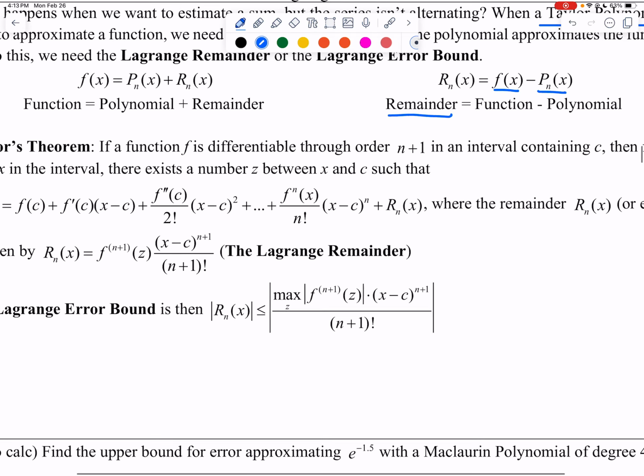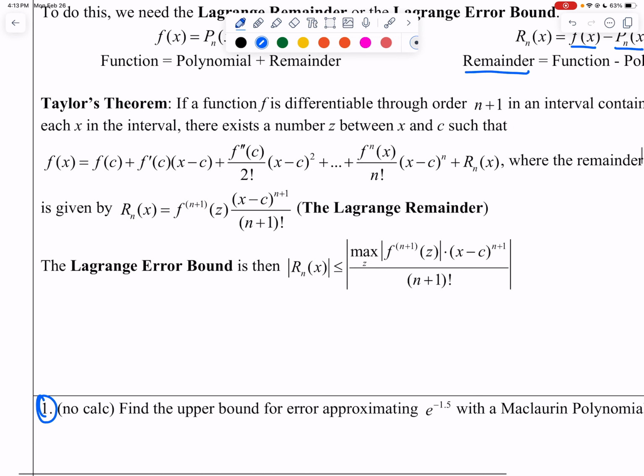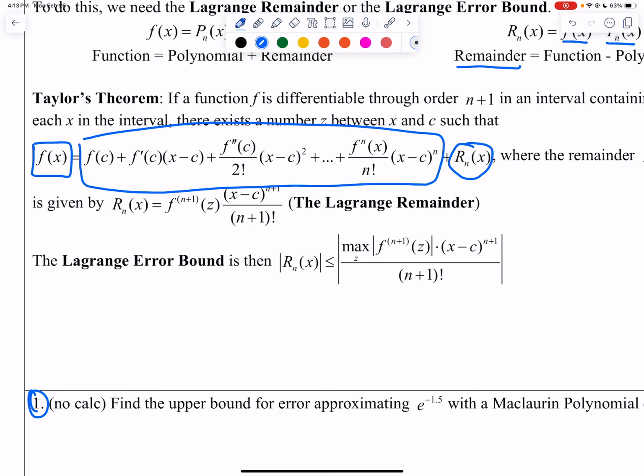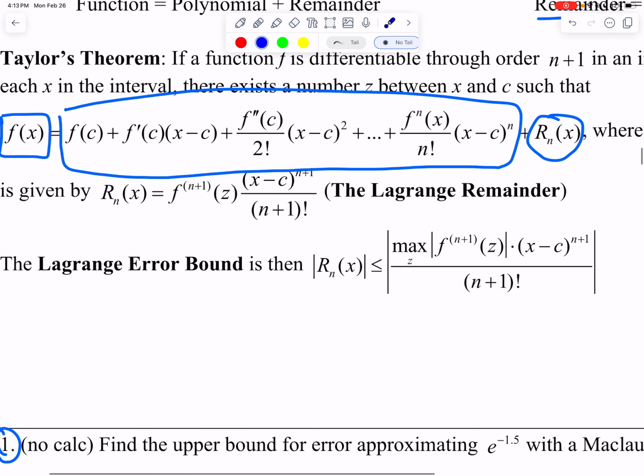Now, that remainder, of course, is going to be my error. In that case, we have Taylor's theorem right here, which basically gives us my function equals the Taylor polynomial plus the remainder. Now, the remainder here is going to be my next derivative. So notice how I have f^(n)(c) over n factorial times (x minus c)^n. Well, my remainder is going to be that next derivative at z, and we'll talk more about what z is, times (x minus c)^(n+1) over (n+1) factorial.